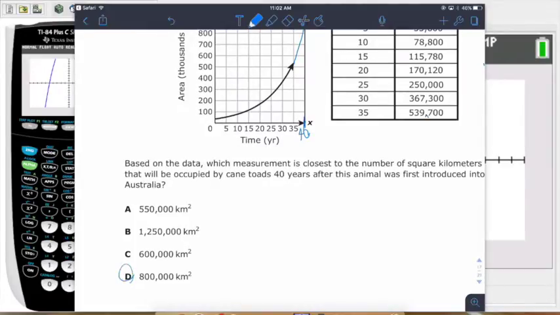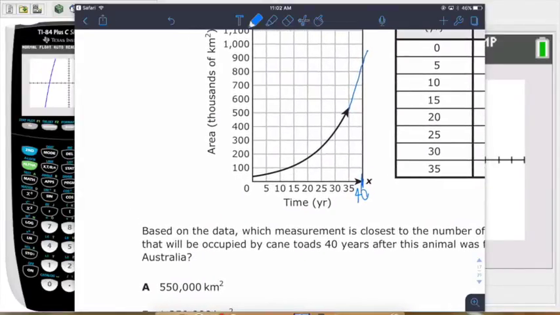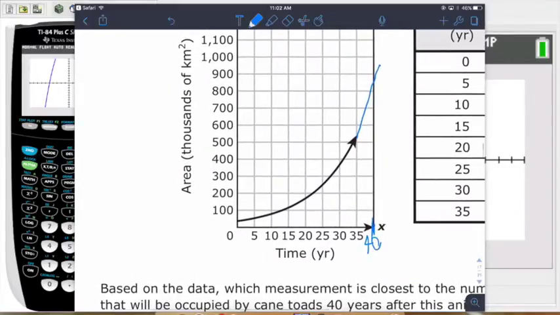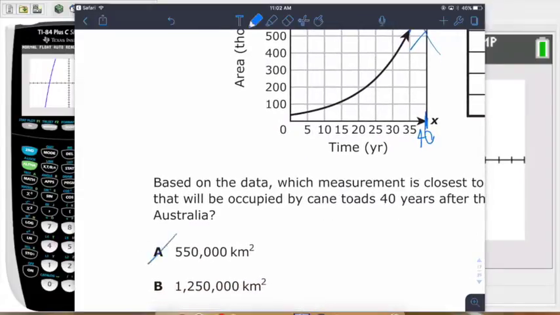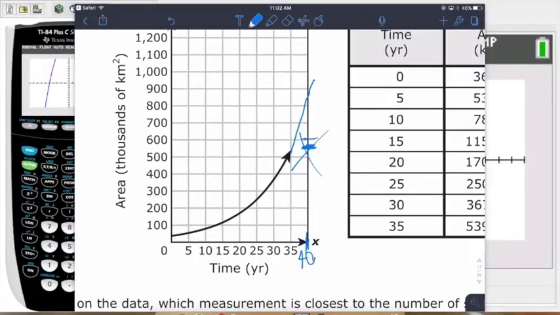Now let's talk about why it couldn't be some of the other ones. First of all, you've got 550. That would be roughly right here on the graph. Obviously, your graph's not going to just level off right there and stop growing, so it can't be that for sure. Let's talk about the 600,000. Same argument here, just barely higher than that. Definitely not going to work for 600,000.